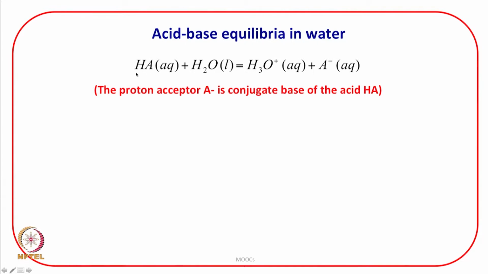So, we say that HA is an acid and A minus becomes the conjugate base of the acid HA. Acid is HA and its conjugate base is A minus. This is how we will classify these.